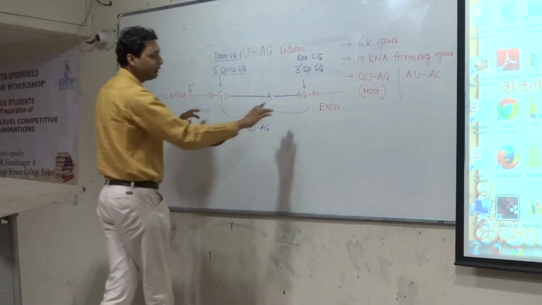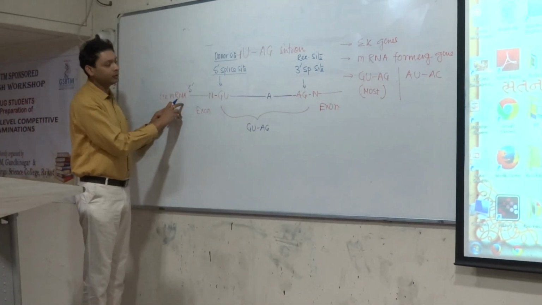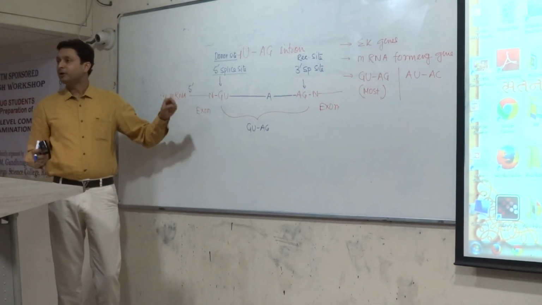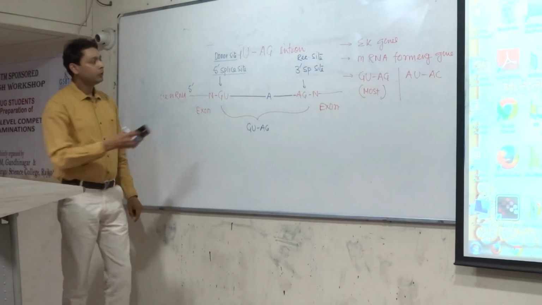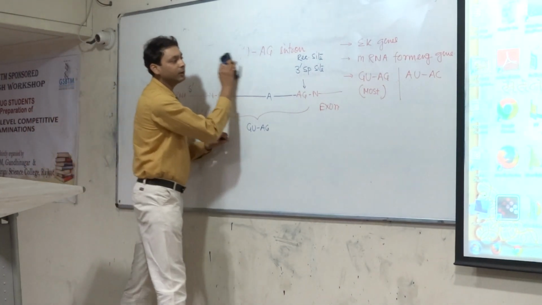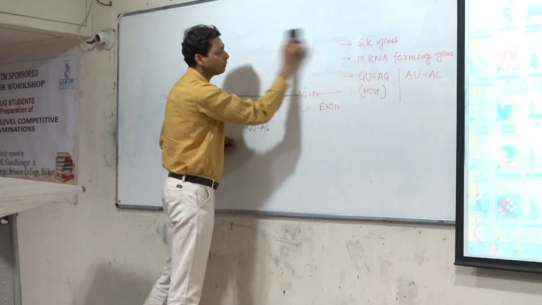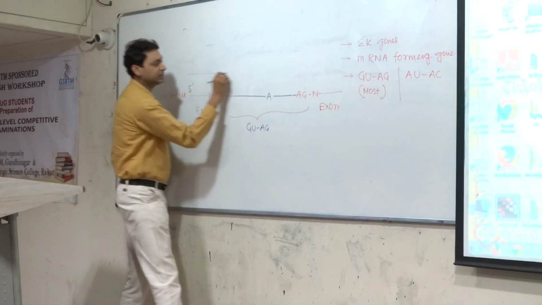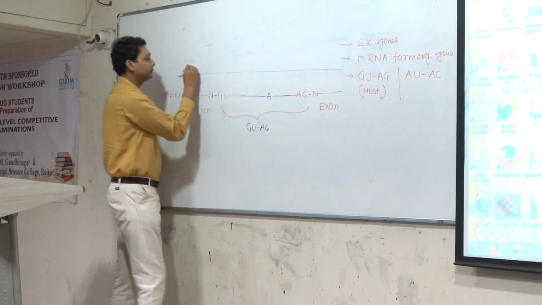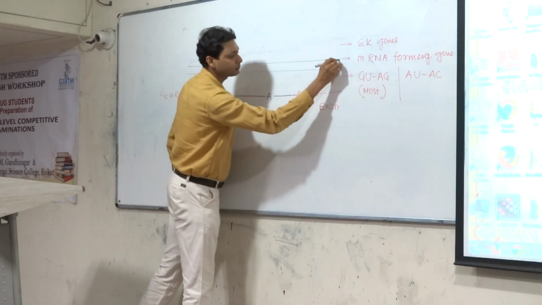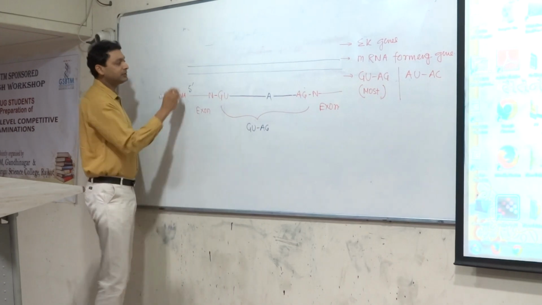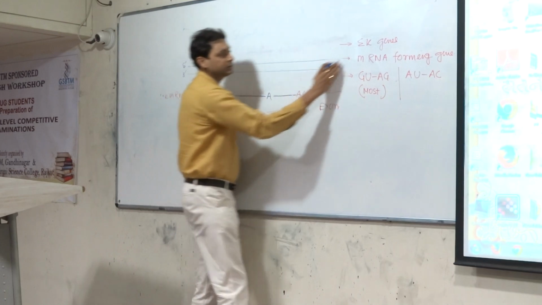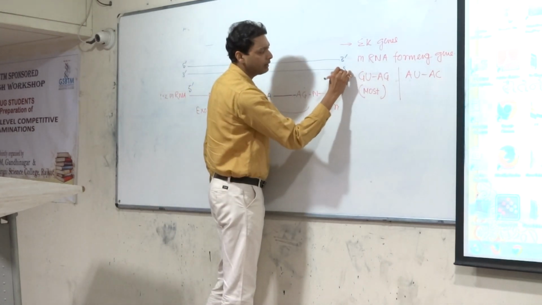Now suppose this is the RNA molecule, this is the pre-messenger RNA. Here I have mentioned the GU-AG intron. Now suppose I want to mention this particular intron at the level of the DNA. If I mention this intron at the level of DNA, then suppose this is the double-stranded DNA molecule. In this double-stranded DNA molecule, this is the 5' and 3'. This is the 3' and 5'.